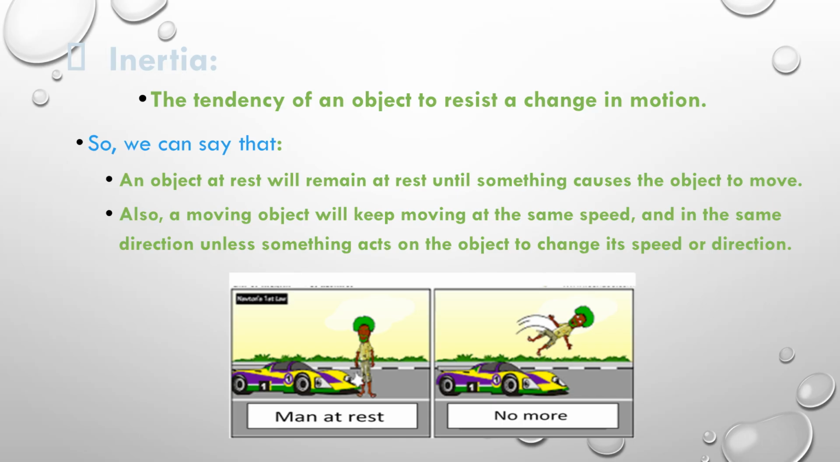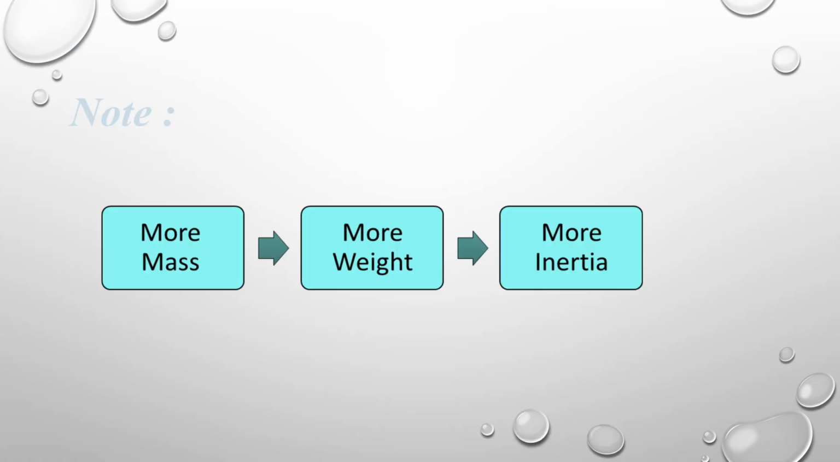Inertia is an object's tendency to resist changes in its motion. An object at rest stays at rest, and a moving object continues at the same speed and direction unless an external force acts upon it. It's important to note that more mass typically leads to more weight, and subsequently, more inertia.